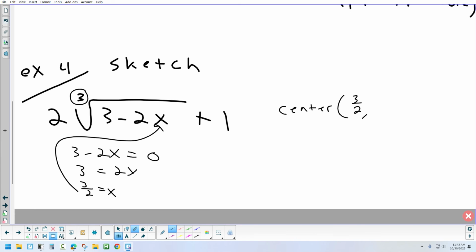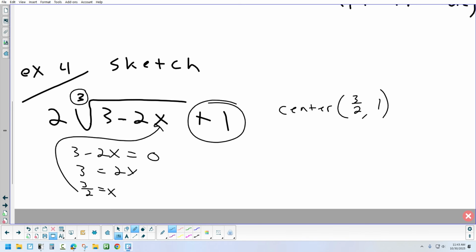It would be -3. Negative 3. What's 3 minus 3? 0. And the cube root of 0? 0. Times 2? 0. Still 0. Plus 1? 1. So basically that number at the end is what controls where the point moves up and down.